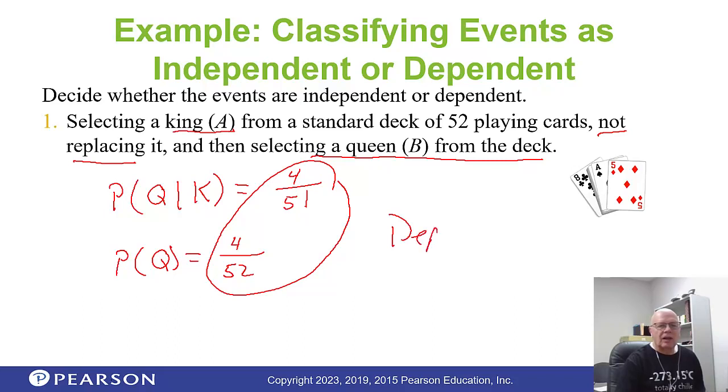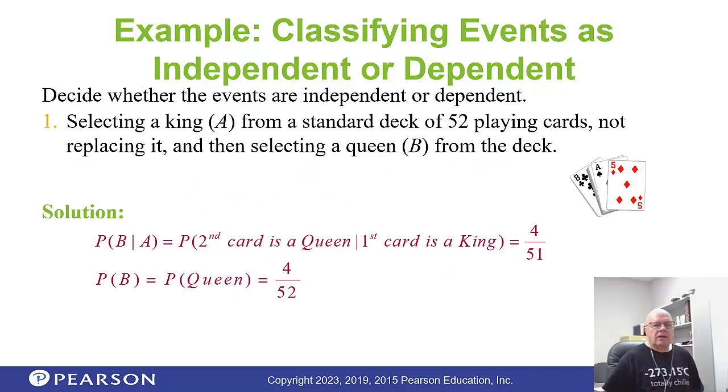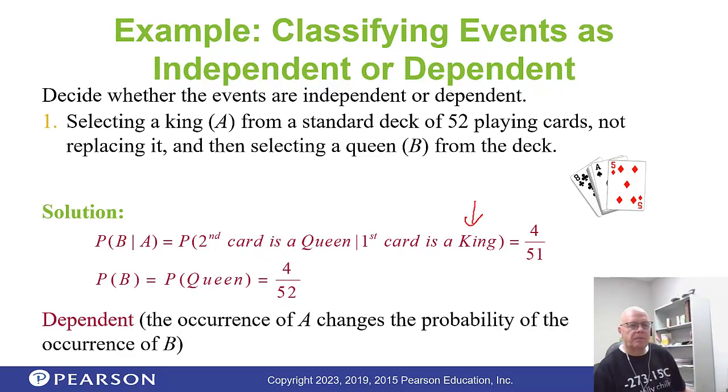So these are dependent events. So those are our 2 results. The probability actually has changed because that first card was taken out. So they're dependent events.